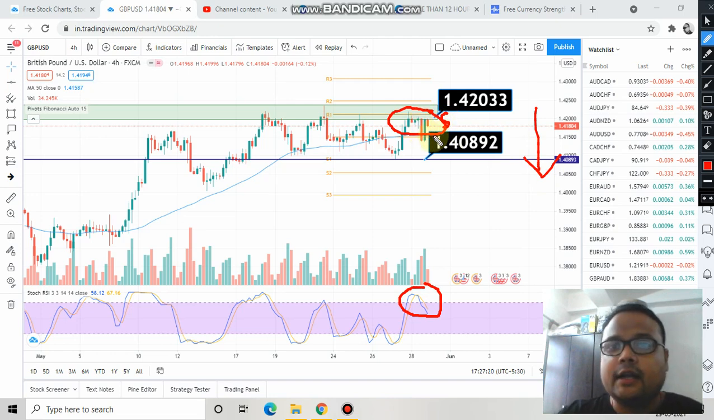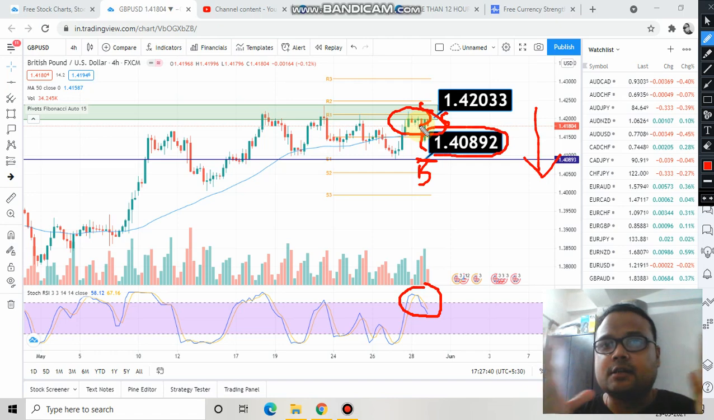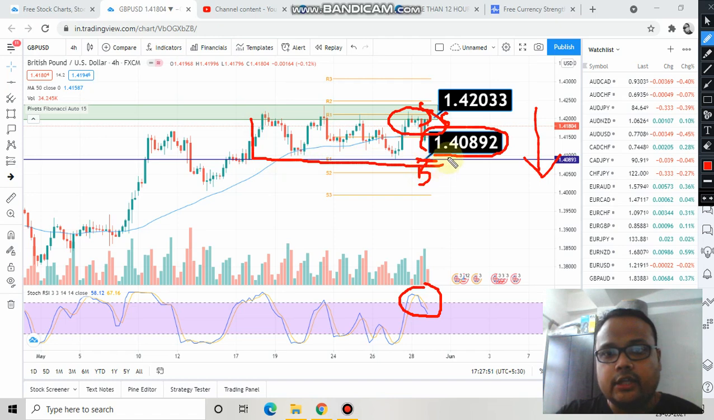And what will be our target? Our first target will be this 1.4089 or 1.4090. This will be your target. So as long as the market is trading in this particular range, you can just buy here and sell here. Previously the 50 moving average was acting as a support to the market, but right now we can see that the 50 moving average is not providing the required support. So as a result, we need to trade the market in this range only.